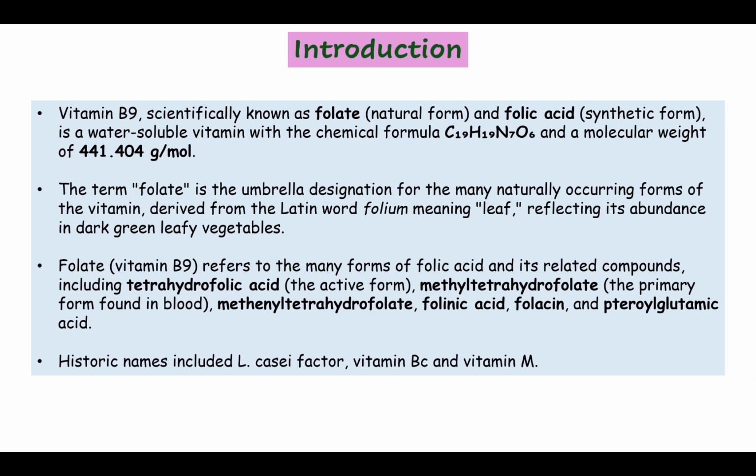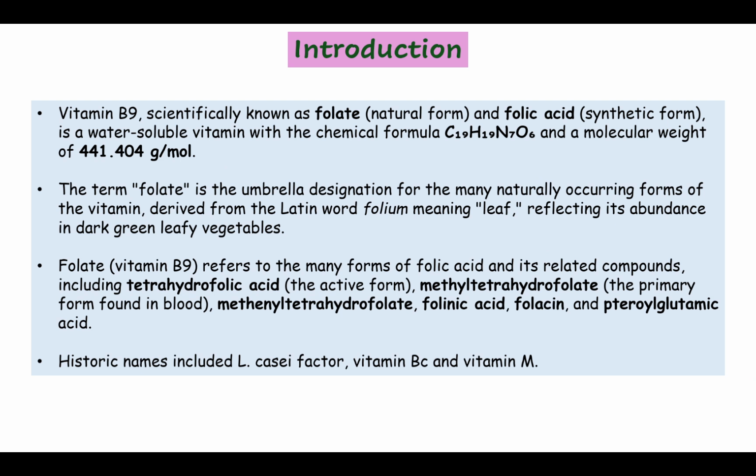Vitamin B9 is a water-soluble vitamin scientifically referred to as folate when it occurs naturally in foods and folic acid when it is provided as a synthetic compound. The chemical formula shown here is C19H19N7O6 with a molecular weight of 441.404 grams per mole. The term folate serves as an umbrella term for the many naturally occurring forms of this vitamin. Its name is derived from the Latin word folium, meaning leaf, which is fitting because folate is abundant in dark green leafy vegetables. It is also important to understand that folate includes multiple related compounds, not just one molecule.